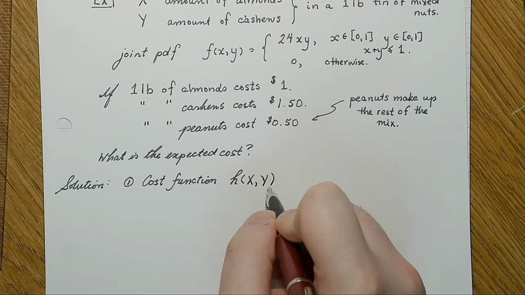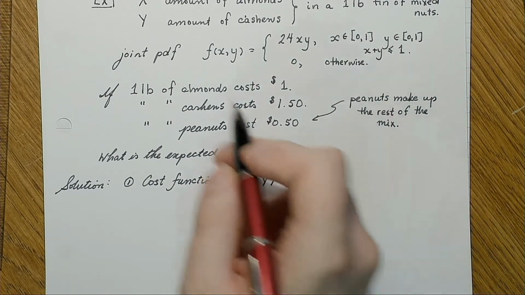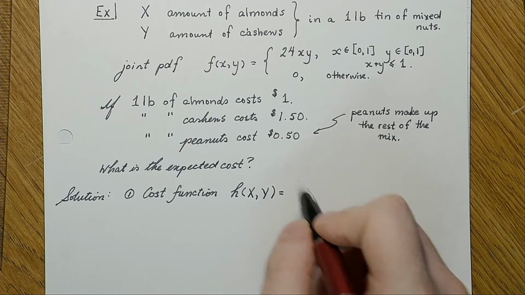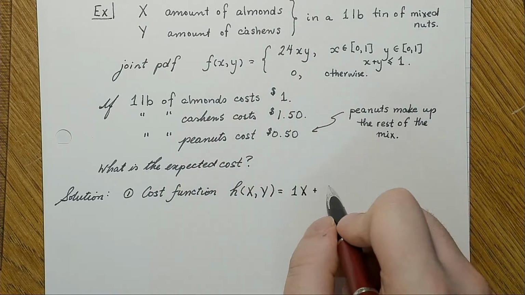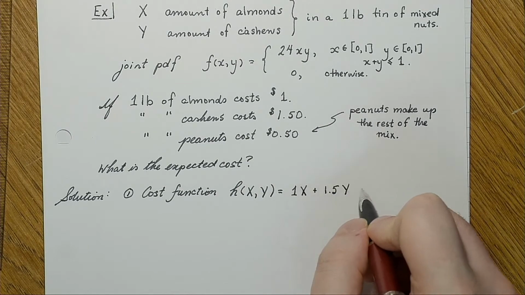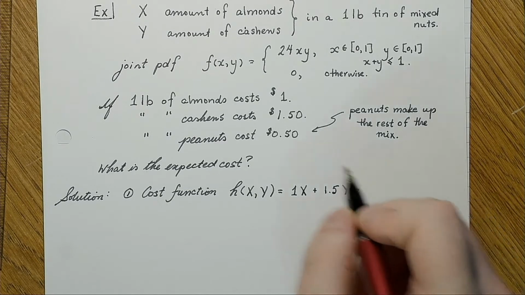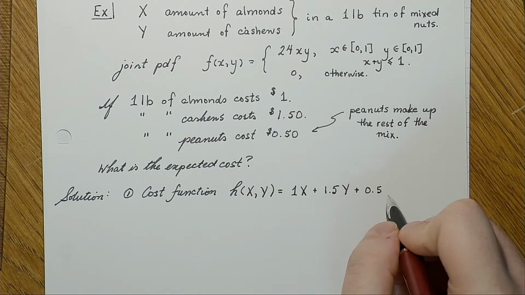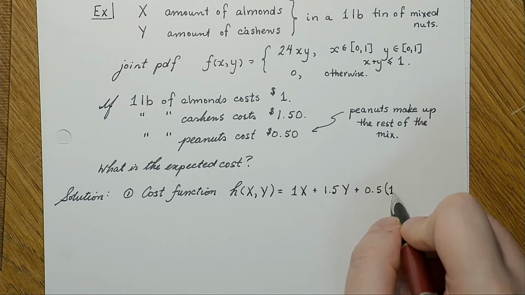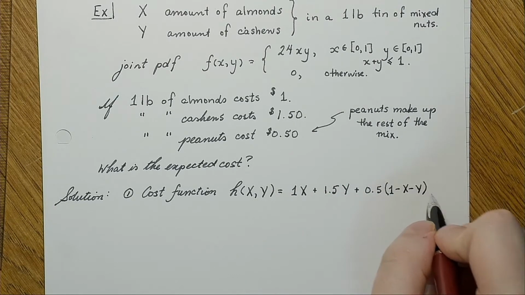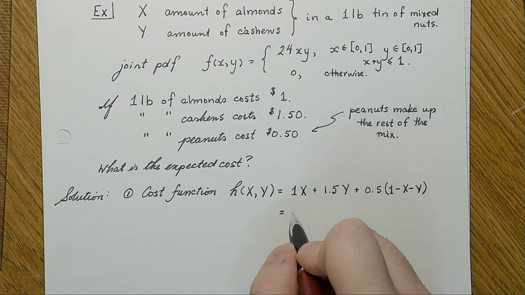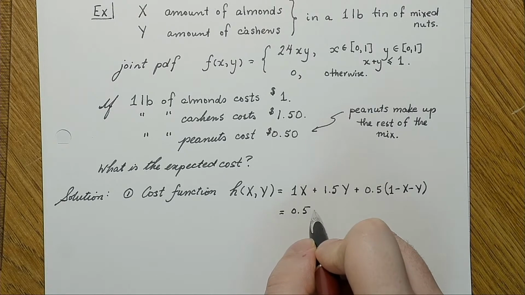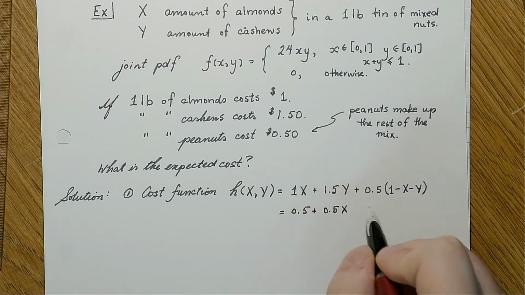We'll use our random variables x and y. So for the almonds, it costs 1, because we're using x, we're going to use 1 times x, plus it costs $1.50 for the cashews, so 1.5 times y, plus 50 cents or 0.5 for the remaining. So again, there's 1 tin, it's a 1 pound tin, and then you want to subtract the amount of almonds and subtract the amount of cashews. And if we expand this out and collect like terms, what we're left with is 0.5 plus 0.5x plus y.